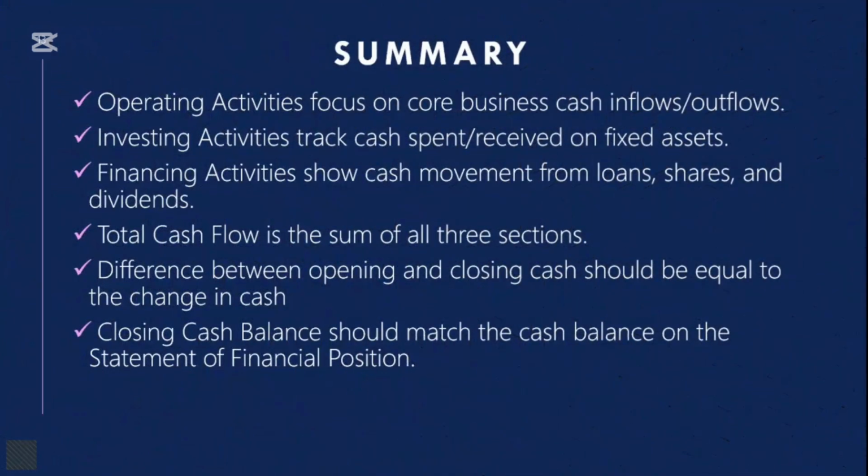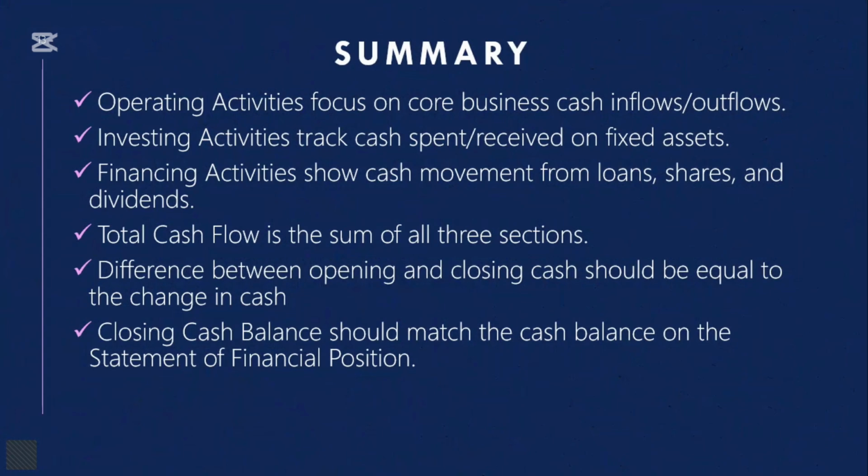So just some reminders: our operating activities focus on our core business inflows and outflows, so it looks at the day-to-day operations. Investing activities look at what we spent on fixed assets or what we receive from the sale of them. Our financing activities show the movement in cash in terms of loans and shares and dividends. Our total cash flow is the sum of all three sections, which is cash flow from operating activities, cash flow from investing activities, and cash flow from financing activities. Now, the difference between the opening and the closing cash should be equal to the same total that you get from the cash flow statement itself.